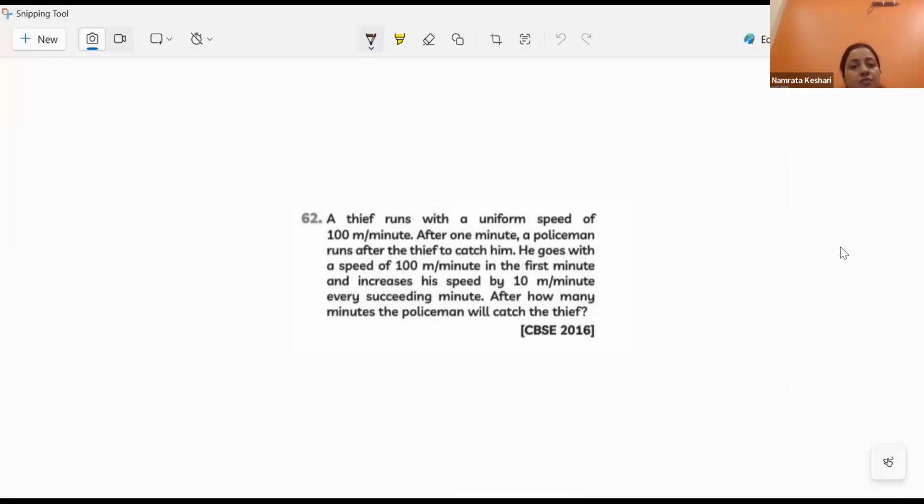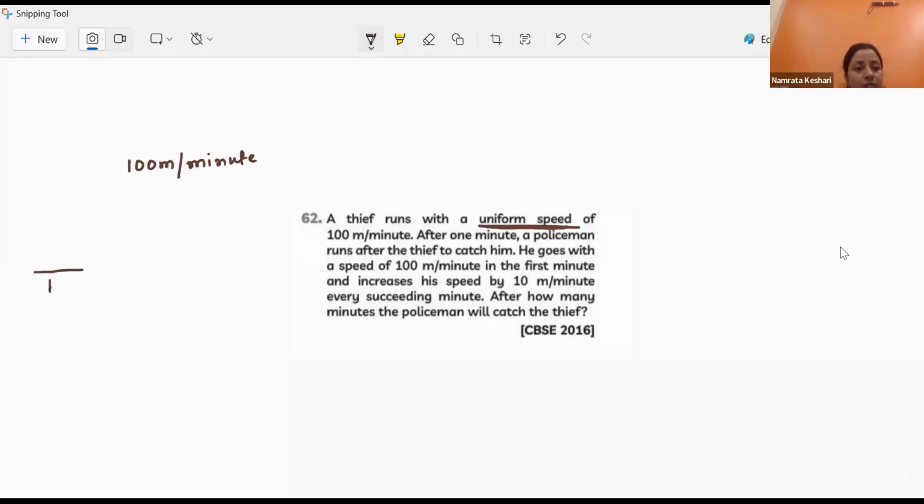A thief runs with a uniform speed of 100 meter per minute. The thief is running with a uniform speed, that means the speed is not changing, and the speed is 100 meter per minute. What does this mean? 100 meter per minute means what? In 1 minute, the thief is covering 100 meter, right?